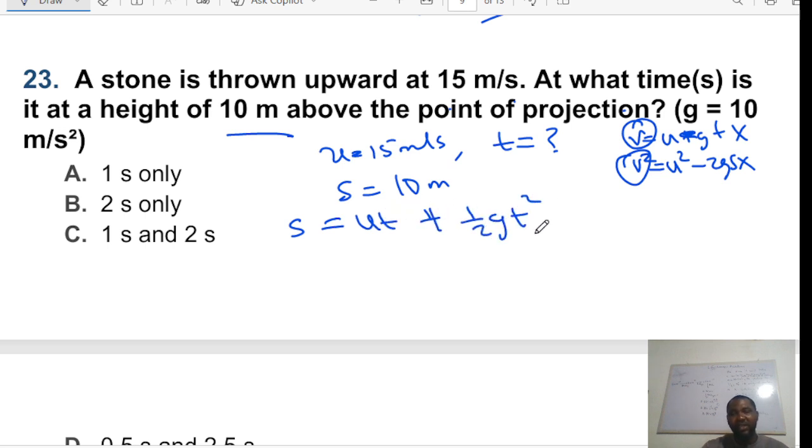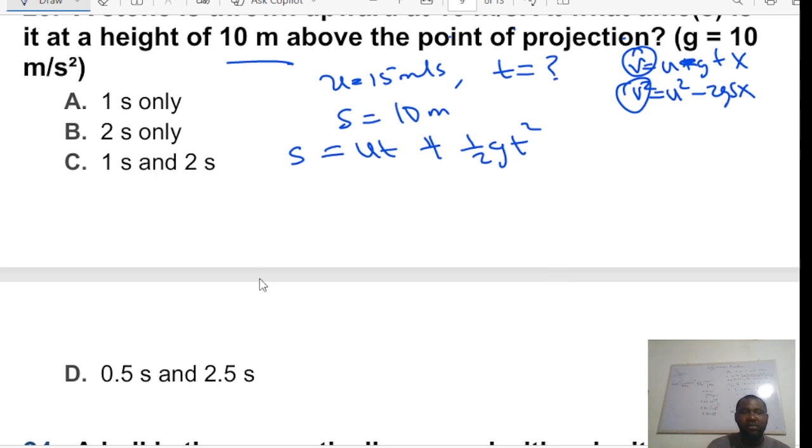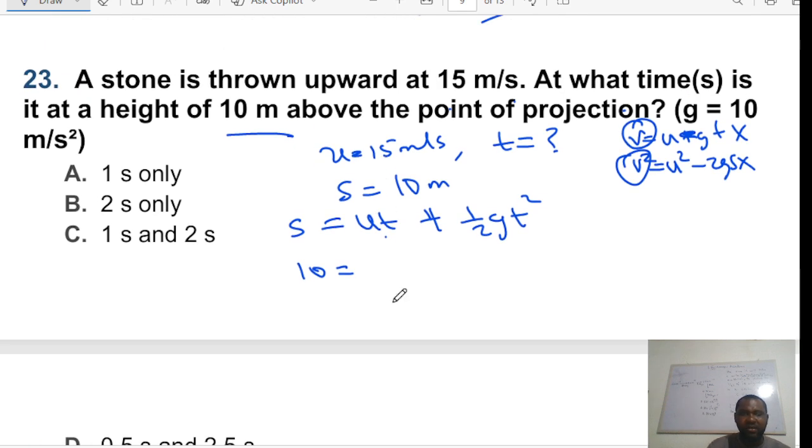That's what to use here. Okay? So if I substitute my values, S is 10. Your u, initial velocity based on the question, is 15. Okay, 15t plus half times g, we are looking for time, so we leave t. G is 10, then you have t squared.